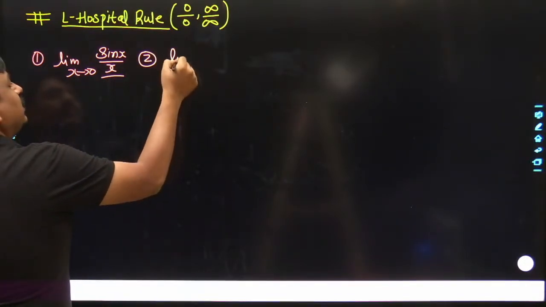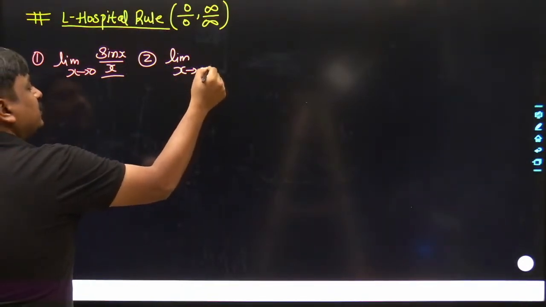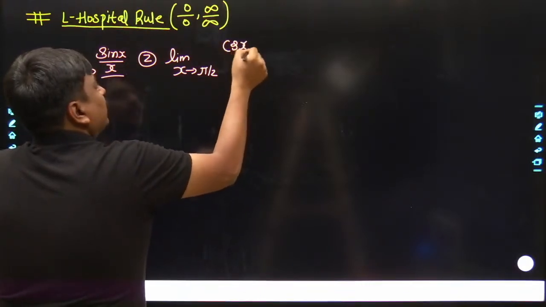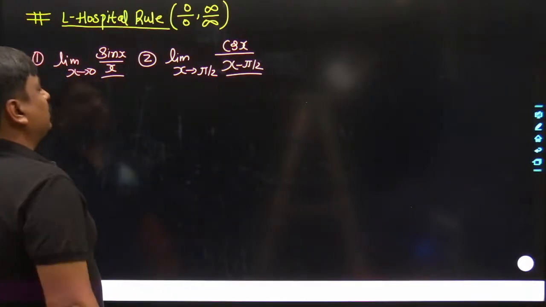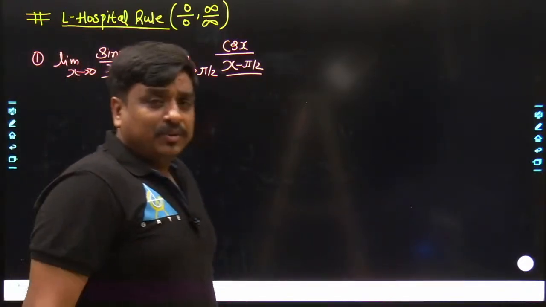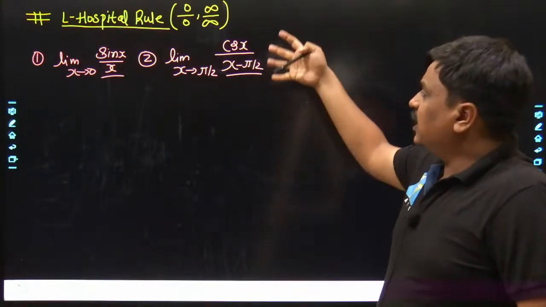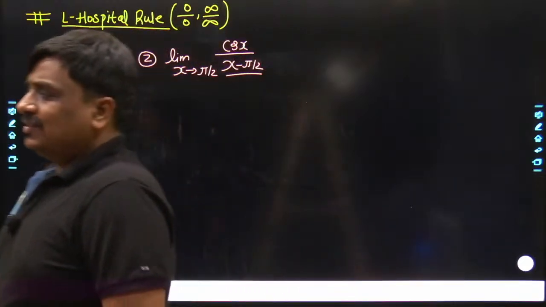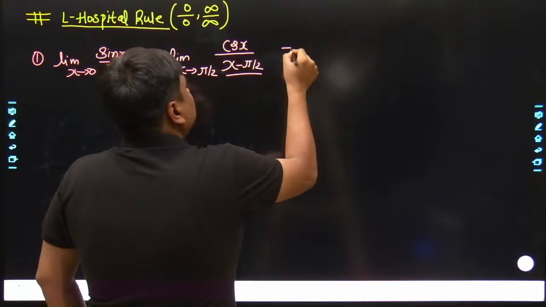You can take the next problem like limit x tends to pi by 2, as we have been taking so far, and let's say it is cos x divided by x minus pi by 2. Again I would ask the same question, whether this problem can be solved with the help of L-Hospital or not. Obviously it can be, because again it is forming the ratio 0 by 0. So these are the different methodologies through which we can solve the problem. In the same sequence, let me go forward.